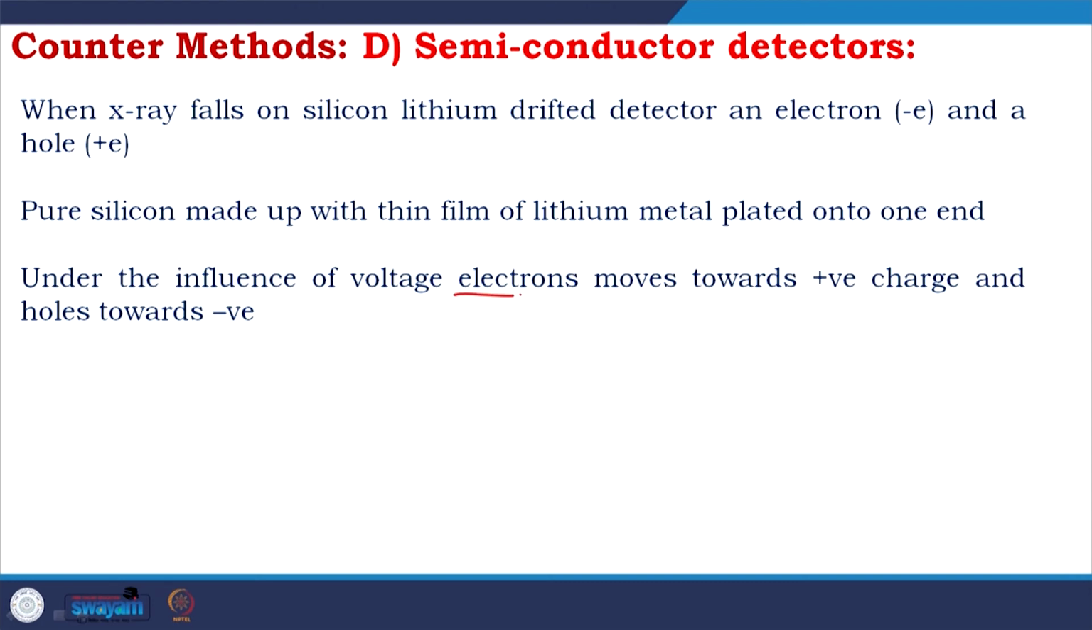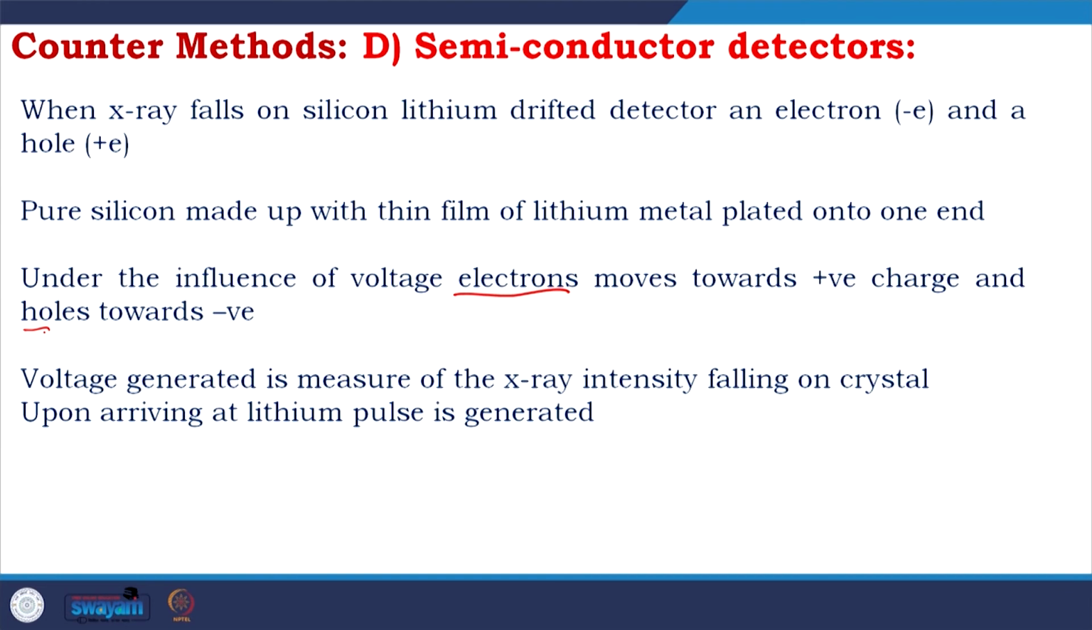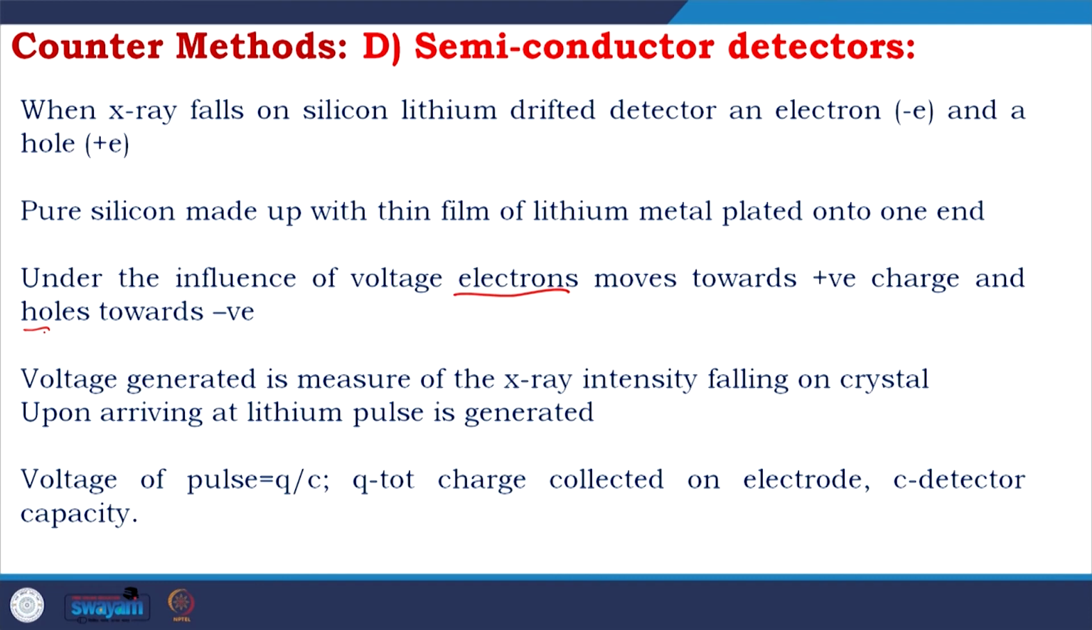So, there is a difference between the electrons and the holes, with the holes working as positive. The voltage generated is a measure of the X-ray intensity falling on the crystal. Upon arriving at the lithium, a pulse is generated. The voltage of the pulse is Q by C, where Q is the total energy collected on the electrode and C is the detector capacity. So, we talked about these four instrumentation parts.